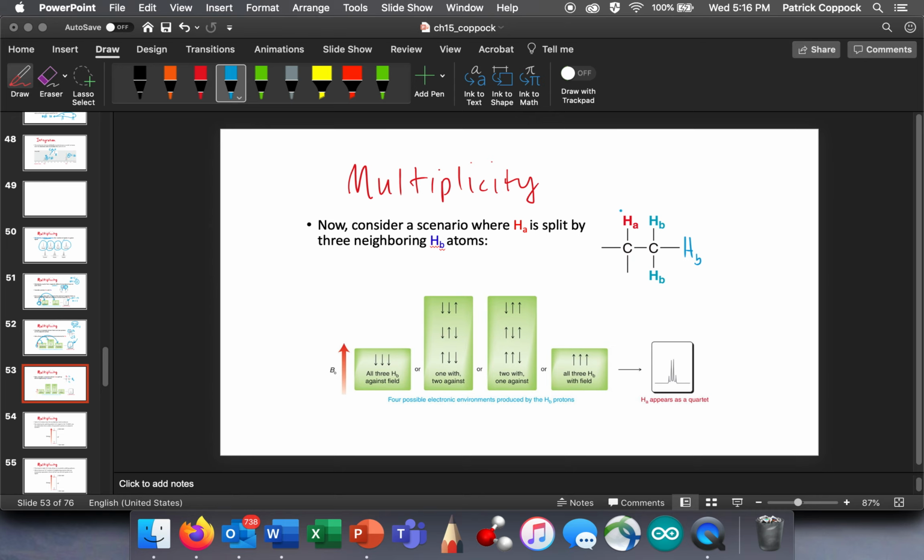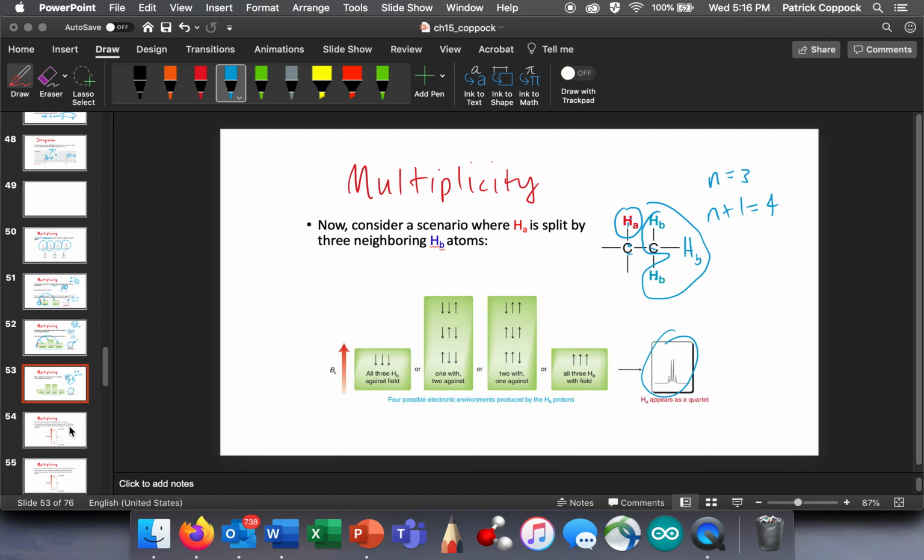If I have three neighbors, I want to measure the magnetic field on HA. How many neighbors does HA have? It has 3, right? Watch: 1, 2, 3, 4; 1, 2, 3, 4; 1, 2, 3, 4. So all three of these hydrogens are his neighbors. Well, if n is equal to 3, n plus 1 is equal to 4, and so it's going to be split up into a quartet or quadruplet.